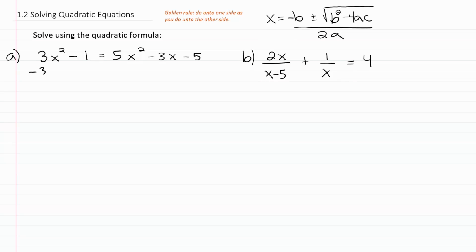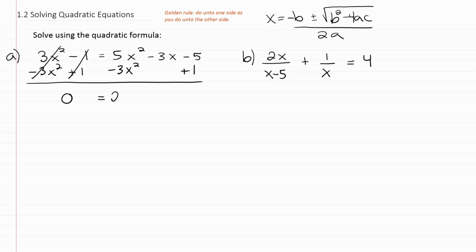So for example, I could subtract 3x squared from both sides and add 1 to both sides in order to write this as a quadratic equal to 0. Because these items would cancel out, it'd have 0 on the left, and then 5x squared minus 3x squared gives you 2x squared. Then you'd have minus 3x and then negative 4 when you combine positive 1 and negative 5.